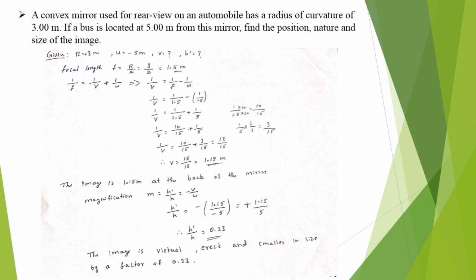So then find out the magnification. We have the formula for magnification as m is equal to h dash by h is equal to minus v by u. So substitute the value of v and u. Here already minus is there and u value is minus, so minus divided by minus will be cancelled, so you will get 1.15 divided by 5, so the value will be 0.23. So we can say the image is virtual, erect and smaller in size by the factor of 0.23.